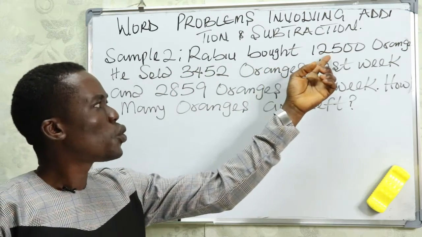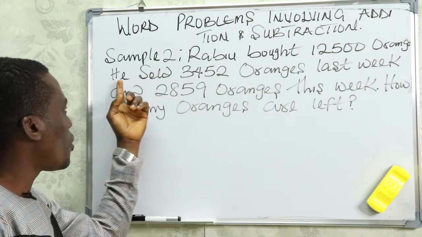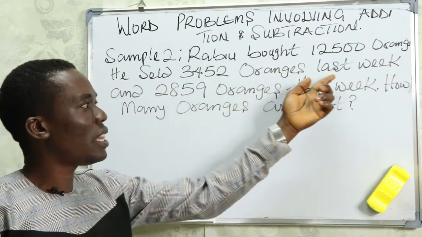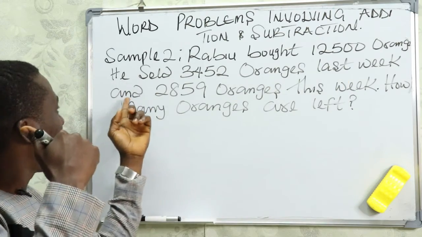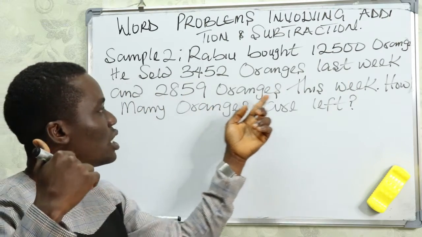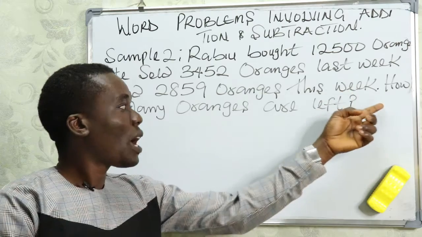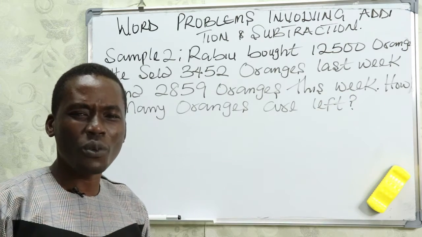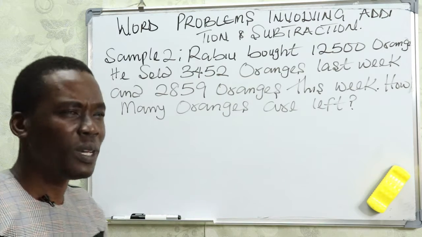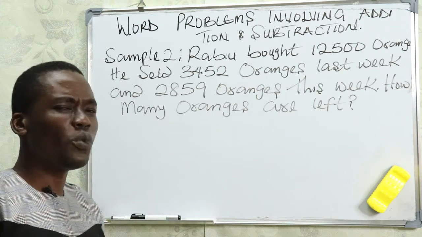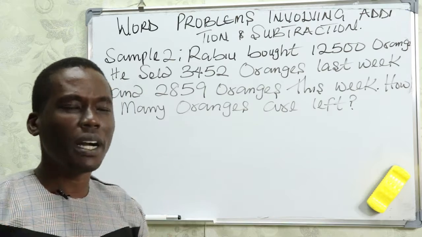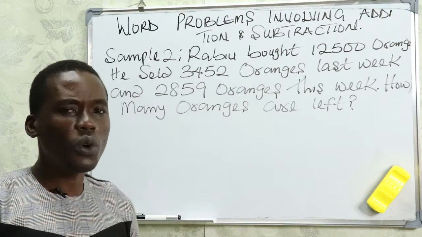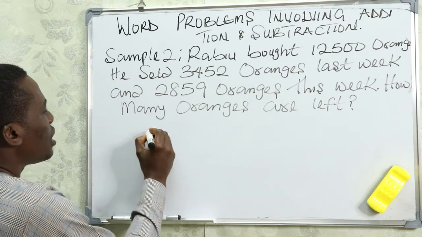Rabiu bought 12,500 oranges. He sold 3,452 oranges last week and 2,859 oranges this week. How many oranges are left? What a question. So this is a word problem that involves what? Marketing. So we are going to take it sentence by sentence. Now Rabiu has about how many what? Oranges. He has what?